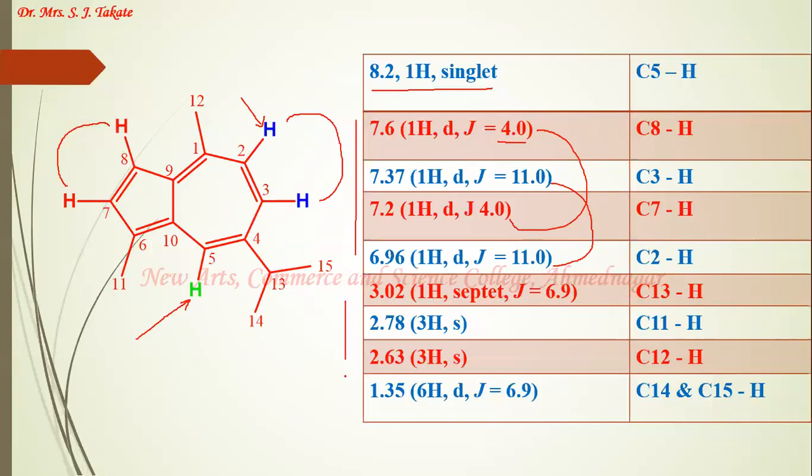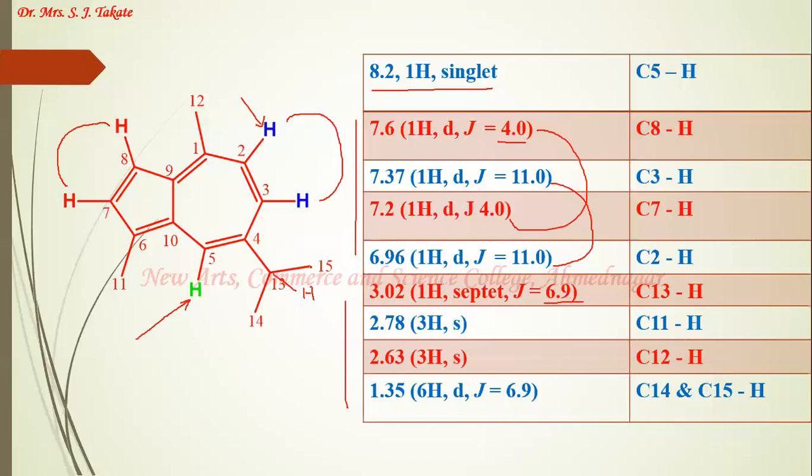Other signals are very easy to assign. 3.02 will be because of the proton present on carbon number 13. It couples with the 6 protons of two methyl groups C14 and C15. It shows a septet with J equal to 6.9 Hertz. 6.9 Hertz coupling constant value is the vicinal coupling constant value between the protons present on sp3 hybrid carbon atoms.